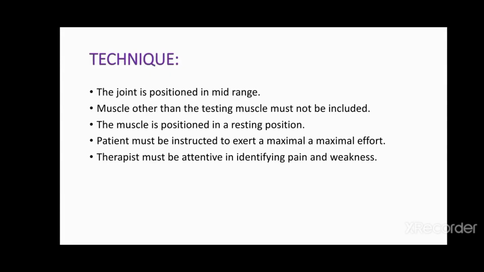Now, how to perform this resisted isometric muscle testing? The first point is that the joint should be in the mid range. Why in the mid range? Why not in the initial range or the end range of the movement? Because in the middle of the range, maximum work is done by the muscle. So, in this range, when you perform the isometric muscle testing, the symptoms originate from the muscle. Other structures will not be involved, so your result will not be affected.